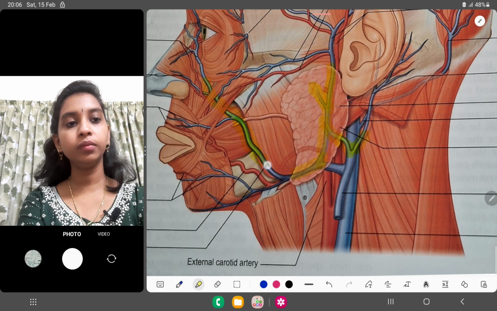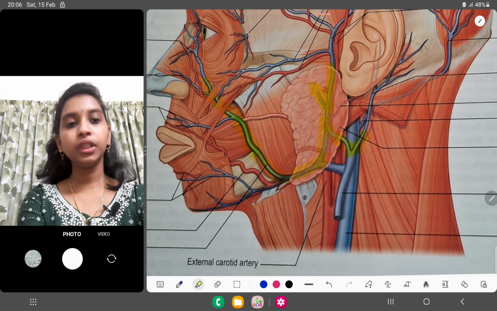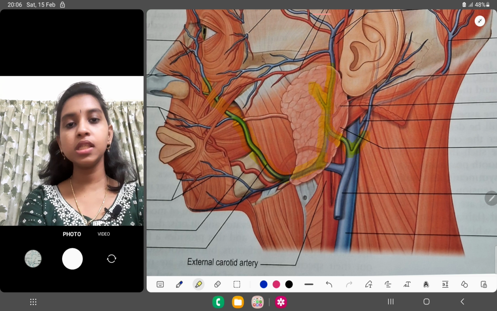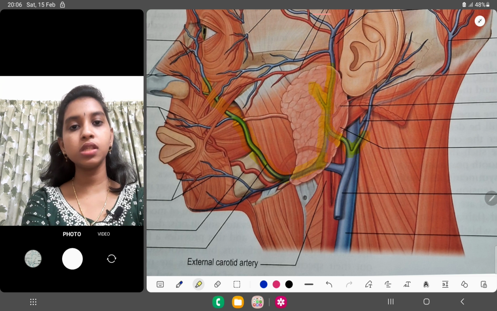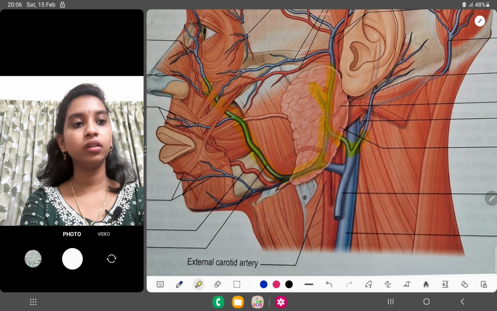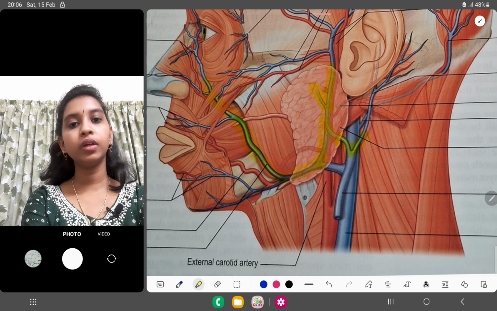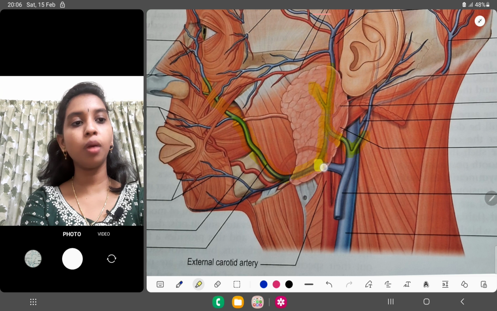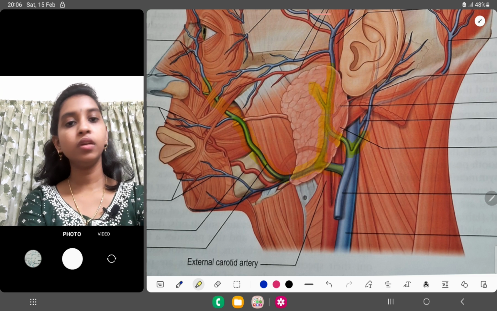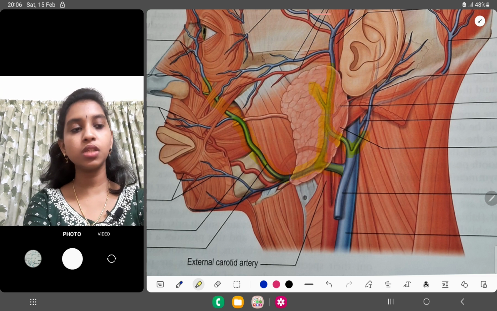And now the facial vein pierces the deep fascia, runs on the superficial surface of submandibular gland and joins with the anterior division of retromandibular vein to form common facial vein, which drains into internal jugular vein.